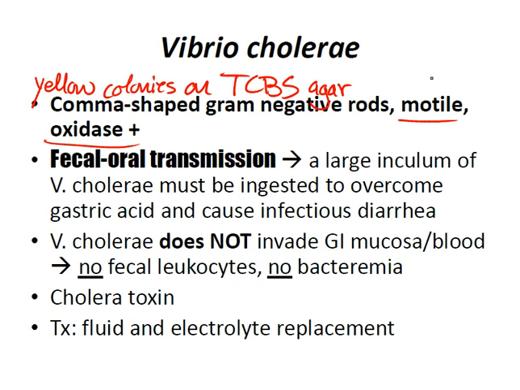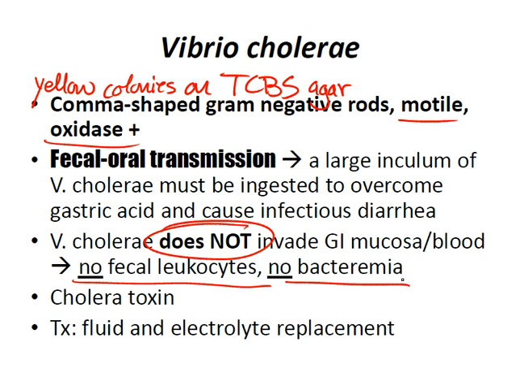A large inoculum of Vibrio cholerae must be ingested to overcome the gastric acid and cause infectious diarrhea. 10 to the 8th or 10 to the 10th Vibrio cholerae organisms must be ingested, versus Shigella, where it's 10 to the 1st, and Salmonella, where it's just 10 to the 2nd or 10 to the 3rd. So you've got to get inoculated pretty well to get hit with this guy. Now, Vibrio cholerae does not invade the GI mucosa or blood, so there are no fecal leukocytes and there's no bacteremia.